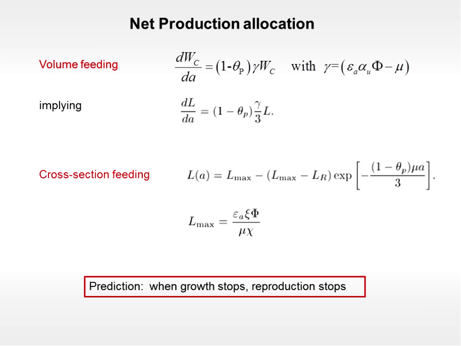But I've summarized on the next slide the primary properties of a very simple model that you can write down with net production allocation. There's a few steps of algebra written down here, which I don't need to talk about. The important point is you finish up with von Bertalanffy-like growth. The expression for the maximum size is exactly the same as the one I had before. And that means that this model predicts that when growth stops, reproduction stops.